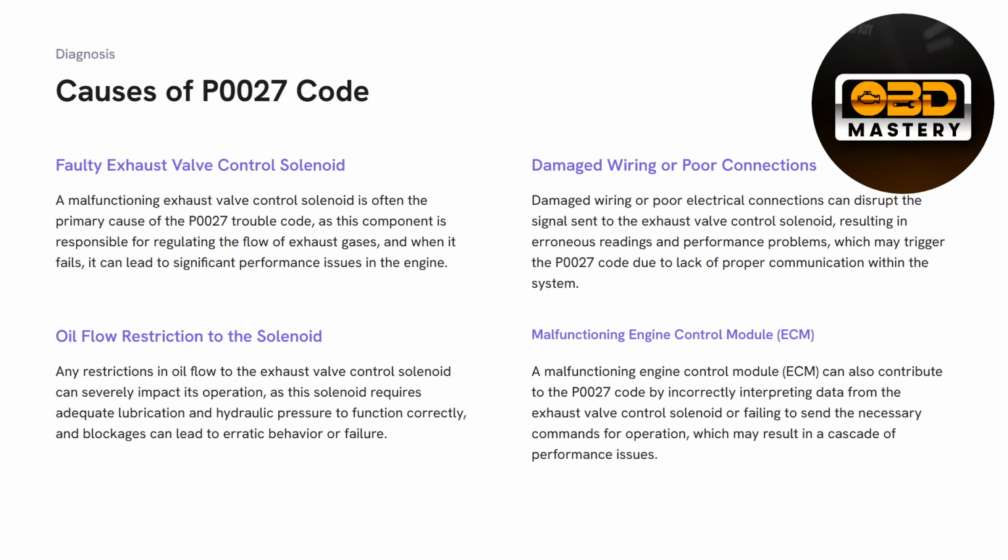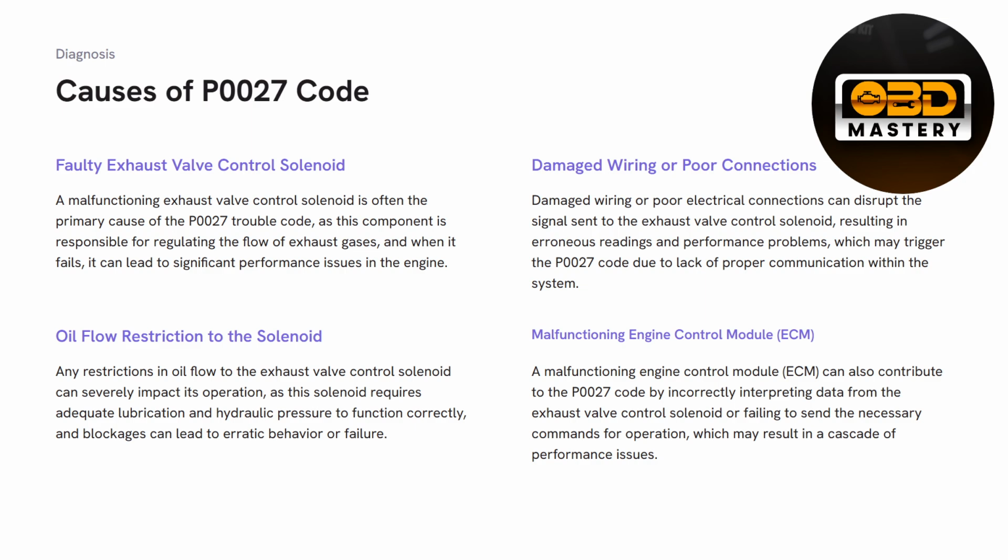Next up is going to be the oil flow restriction to the solenoid. Any restrictions in oil flow to the exhaust valve control solenoid can severely impact its operation, as this solenoid requires adequate lubrication and hydraulic pressure to function correctly. Blockages can lead to erratic behavior or failure.